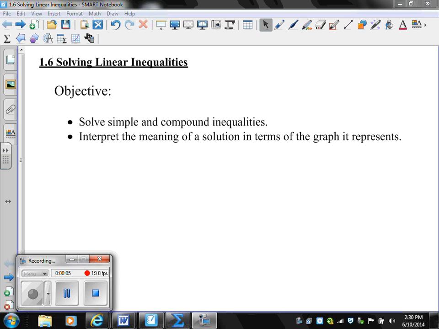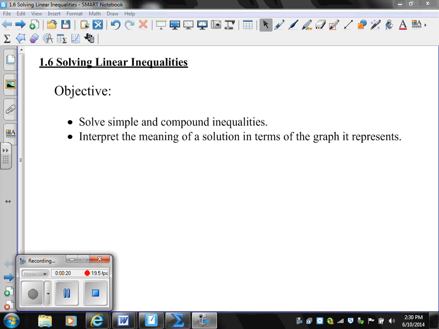This is for section 1.6 on solving linear inequalities. And today our objectives are to solve simple and compound inequalities and to interpret the meaning of a solution in terms of the graph it represents.